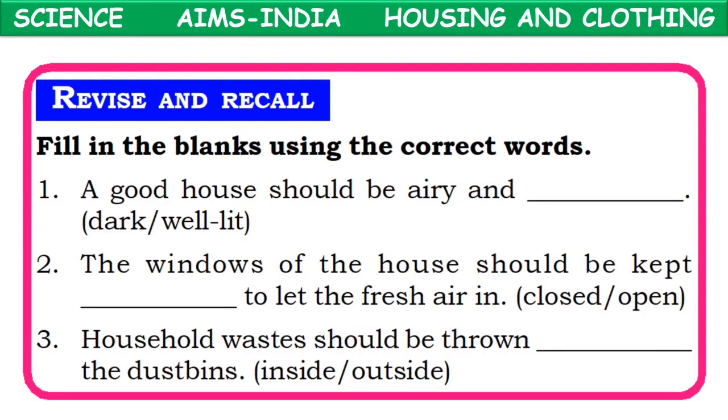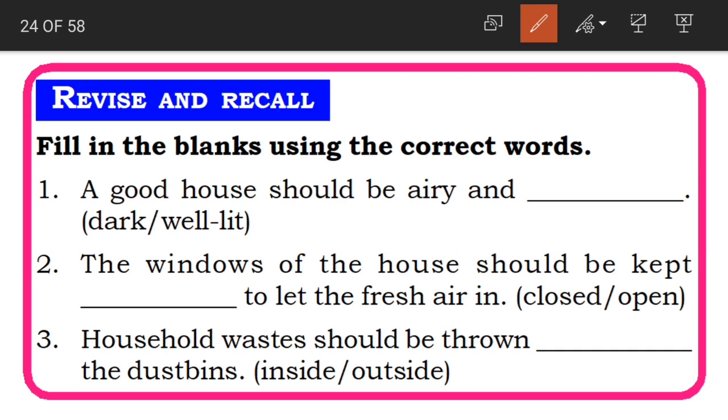Clear, children? Now, here let us revise the lesson by filling in the blanks. A good house should be airy and dash. How must a good house be? Airy and dash. Either dark or well lit.